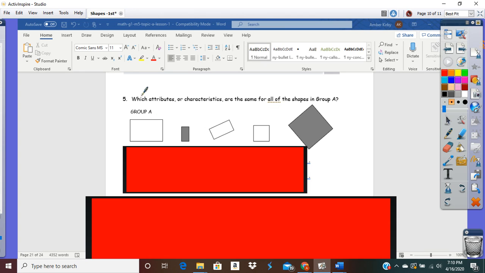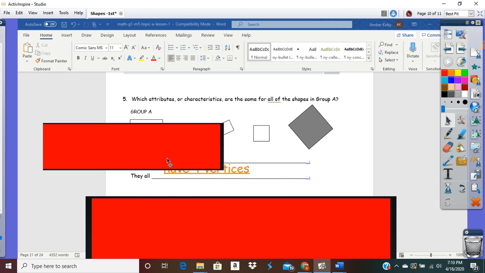Look at number 5. It says, which attributes or characteristics are the same for all of these shapes in group A? If you look at these shapes, what are some things that you notice are the same? I'm going to give you just a minute here while I switch tools. Okay, I hope you've looked those over. I have to move pretty quickly on these.